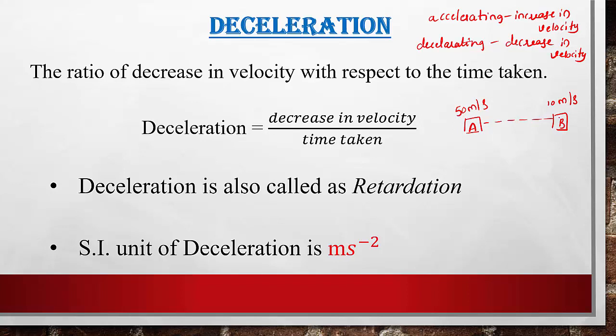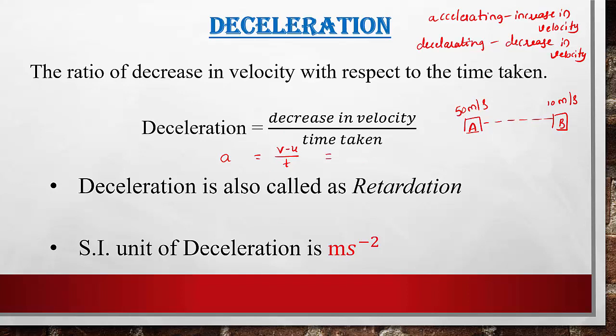So what is deceleration? The ratio of decrease in velocity with respect to the time taken. Deceleration is given by the equation: deceleration equals decrease in velocity divided by time taken. Remember, we can write the same equation again. Deceleration is again denoted by a equal to (v minus u) by t. Everything in the equation is the same, but here velocity is decreasing.